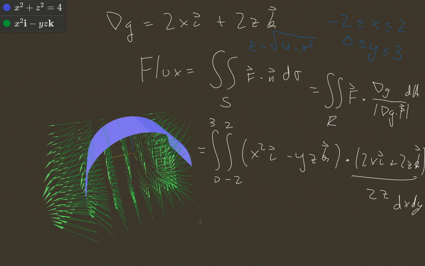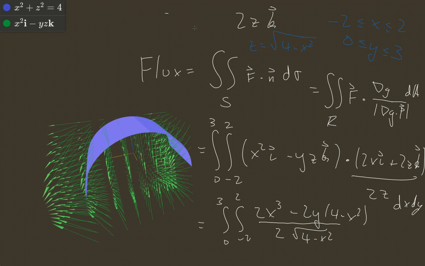So this integral becomes the integral from 0 to 3, integral from -2 to 2 of, so this is 2x cubed minus yz squared, or minus 2y z squared. But that all divided by 2 root 4 minus x squared. So this z squared is really a 4 minus x squared.